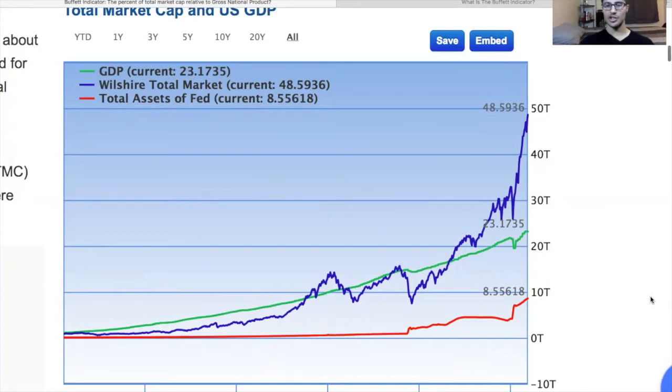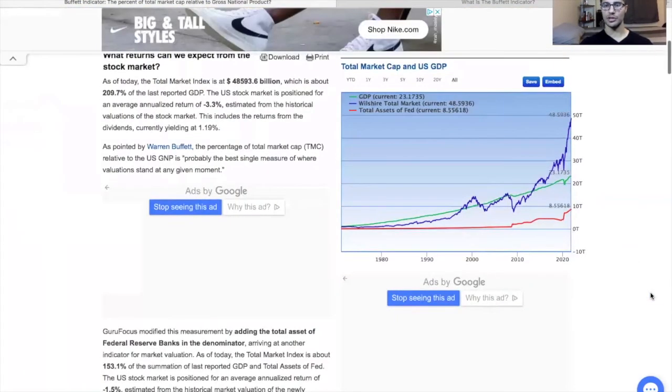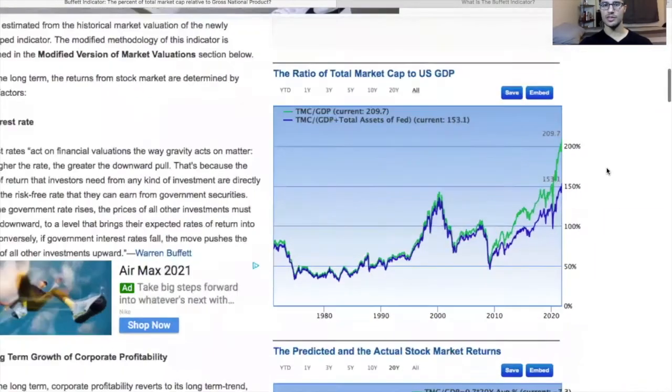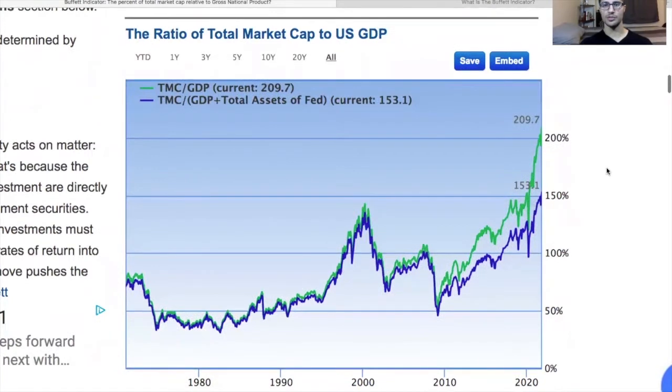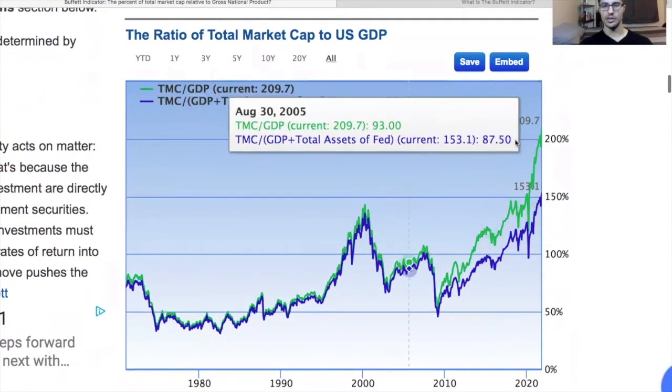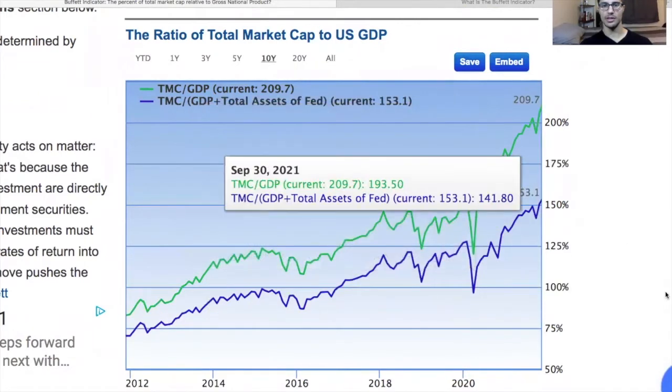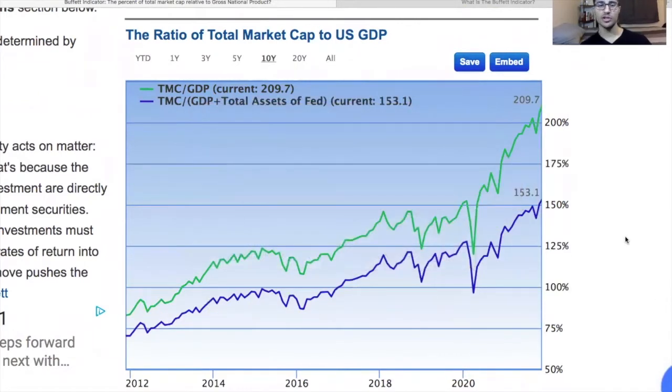So now let's check out this chart over here. This gives us two different ratios. And this is looking at the last 20 years. Let's go ahead and just take it at the last 10 years. It'll be a little less activity. So we've got two measurements right here. The green line is the total market cap, the whole value of the US stock market, divided by gross domestic product, GDP.